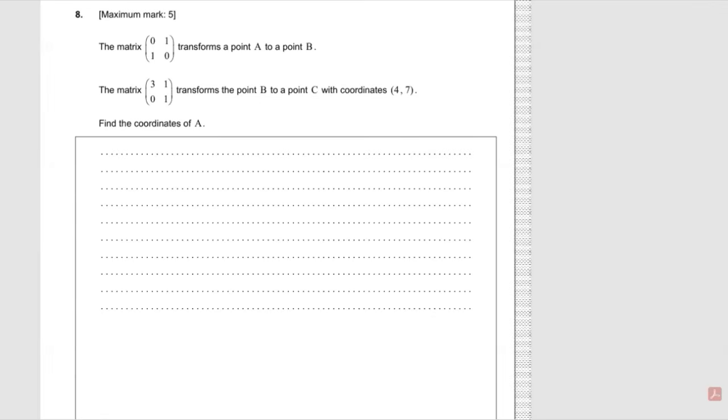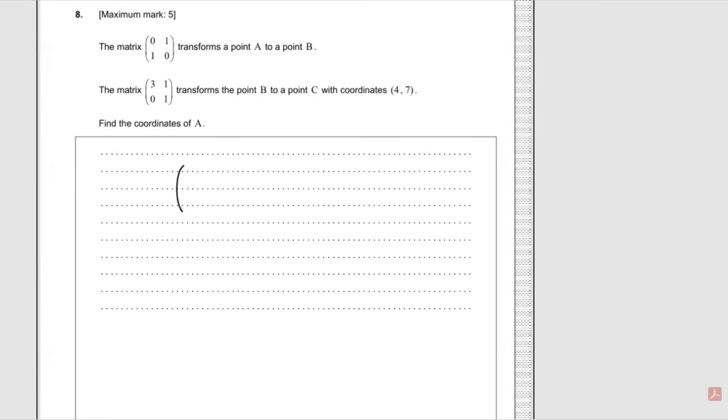Question 8. It's a 5-mark question. The matrix (0 1; 1 0) transforms a point A to a point B. The matrix (3 0; 1 1) transforms the point B to the point C with the coordinates given. So they're saying find the coordinates of A. So what's going on? First of all, (0 1; 1 0) is being applied to A, right? And this becomes B.